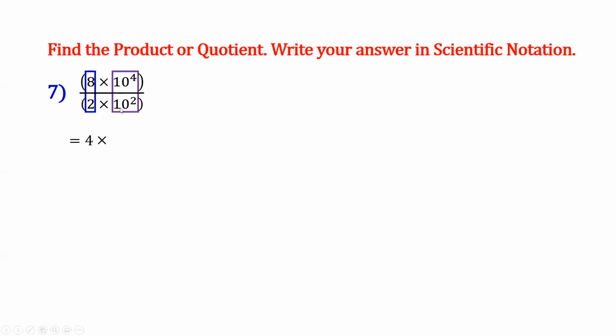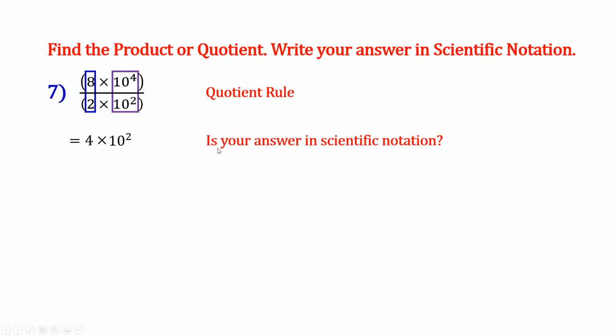We're going to look at the powers. 10 to the fourth divided by 10 to the second power. Well, now you're going to be using the quotient rule. And what the quotient rule says is that when you have the same base and you're dividing, you're going to subtract the exponents. And 4 take away 2 gives me 10 to the second power.